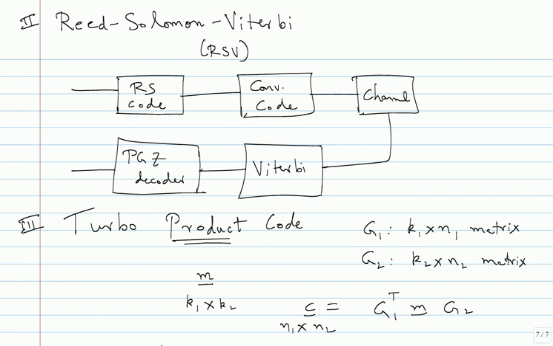Now suppose I say D1 is the minimum distance for the code corresponding to G1 and D2 is the minimum distance for the code corresponding to G2. Can you bound the minimum distance for the overall code? Suppose the minimum distance is D1 here and D2 here. What can you say? Think about it. So in the final matrix C, can I say each row will be a code word of the code corresponding to G2? Likewise, every column will be a code word of G1.